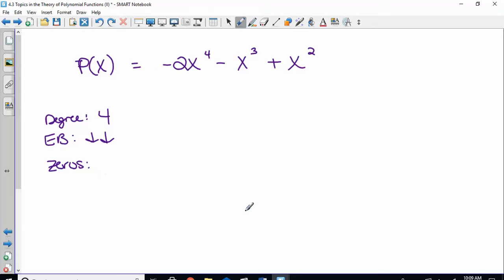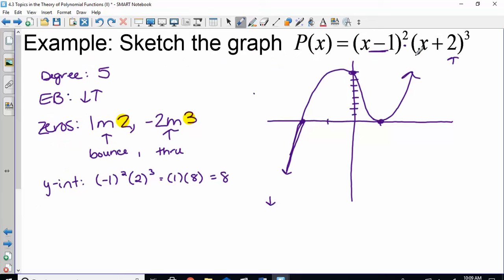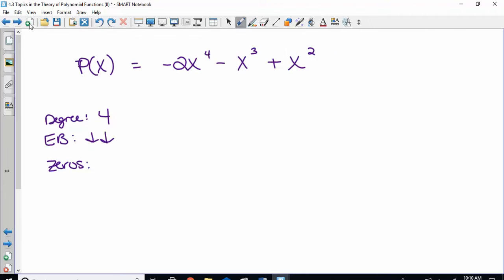Alright, the zeros. Can we easily tell the zeros here? Wait, there's a difference in the two. When it's in factored form, the zeros are really easy to tell, and we have to think about the degrees some more. When it's written like this, the degree is really easy, but we're going to have to work a little harder for the zeros. We have to factor it first.